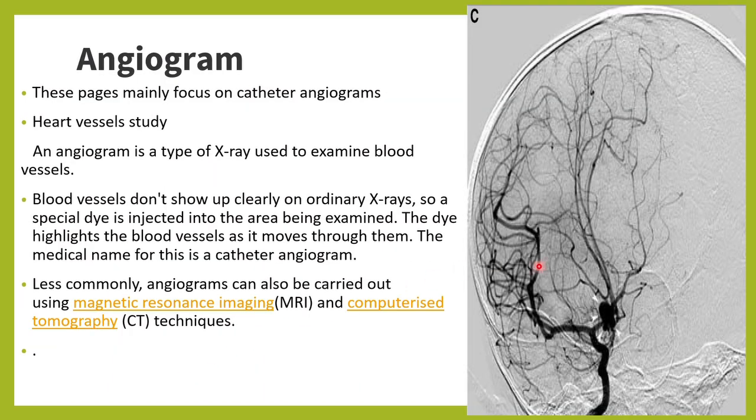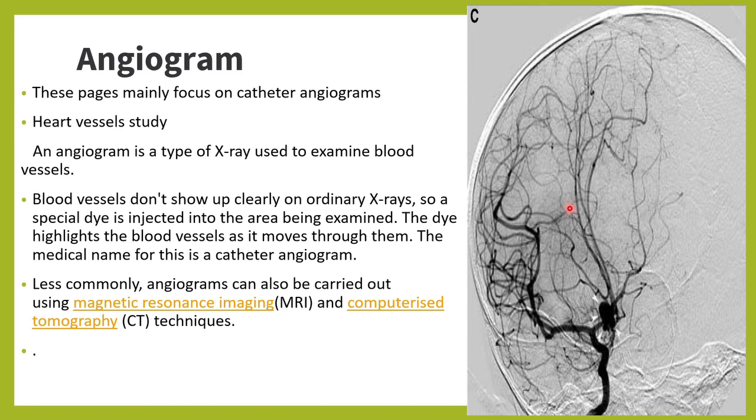So today we will be mainly talking about catheter angiograms of the heart, so the heart vessel study. I have told you that this angiogram is a type of x-ray which we use to study the heart blood vessels. When we take an x-ray, the blood vessels don't show very clearly on the ordinary x-ray, so we have to inject a special dye through which we examine these blood vessels.